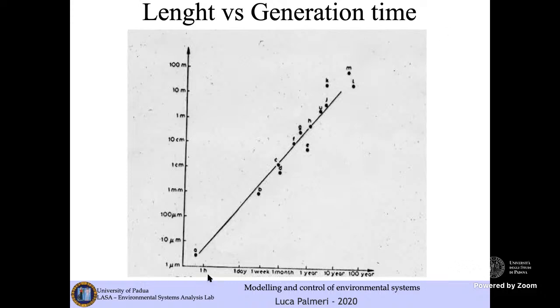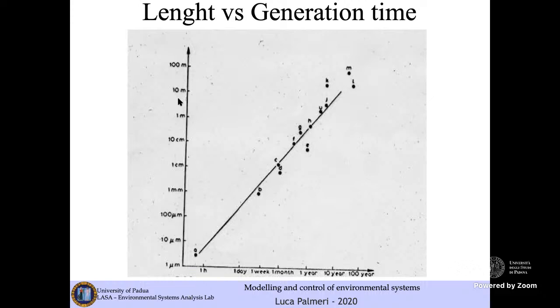In particular, here we go through several orders of magnitude, from 1 hour to 100 years. So 1 hour, we are talking about bacteria. 1 day, we are talking about larger animals. 1 week, months, we are going to mammals. 1 year, 10 years, we are going to large plants. 100 years, we are going to very large plants. So we are covering 6 orders of magnitude of generation time. This is the time needed for an organism to reproduce itself.